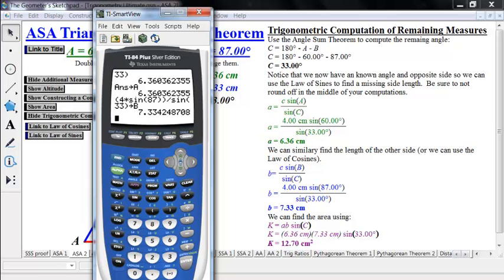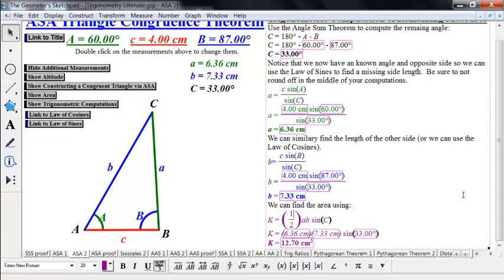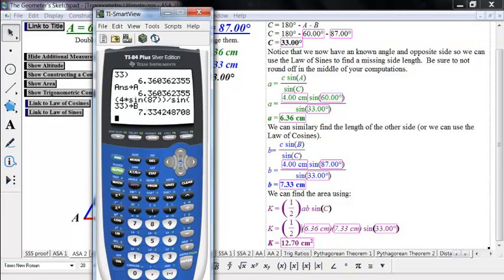We find the area as, oops, there needs to be a 1/2 here. Okay, I think that the final answer is correct, I hope. We'll check it out here in a minute. So 1/2 ab sine of C. Now, even though this says 6.36, that's not what I'm going to be using. I want to be using all of the digits that I have here. So I'm not going to, which is why I stored them as A and B.